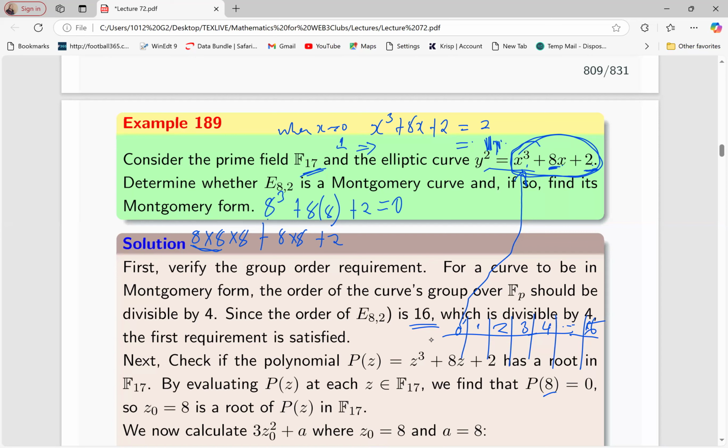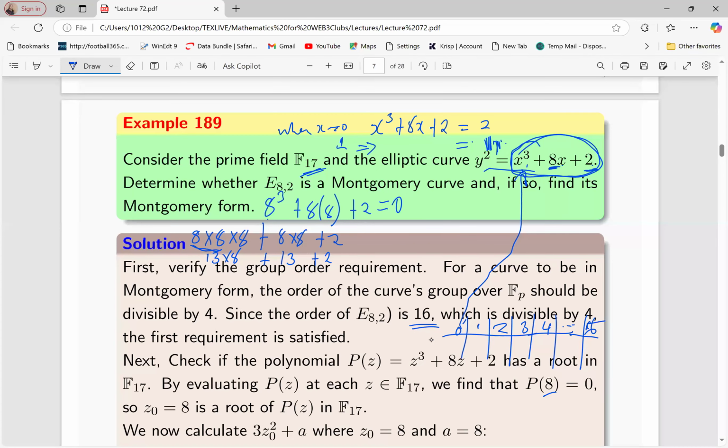I just want to find out on division by 17 what the remainder is. So I'm just opening my calculator. I have 64 divided by 17, because there are 3 times. What is the remainder? The remainder is 13. So this is like 13 times 8. 8 times 8 I already found is 13, then plus 2.